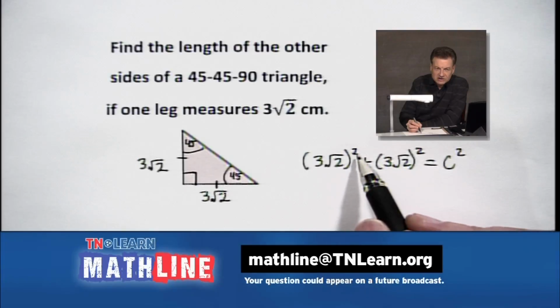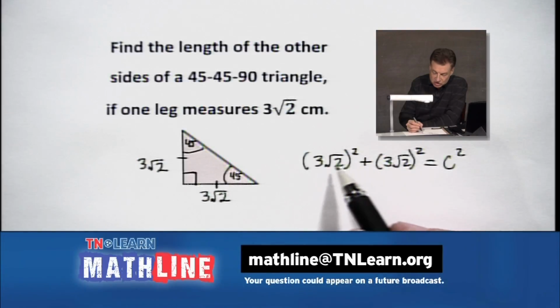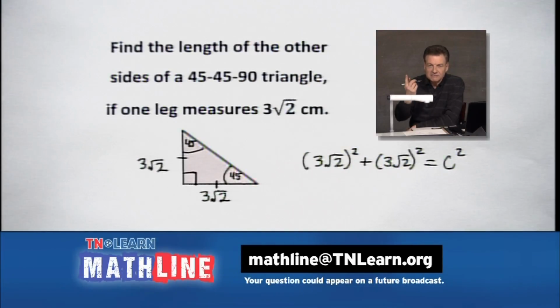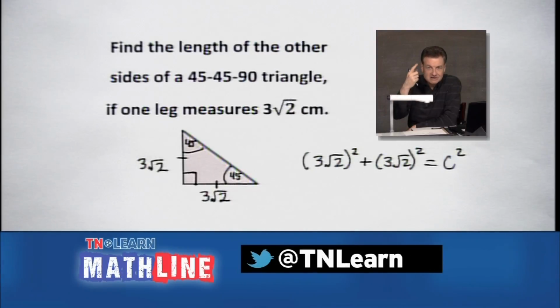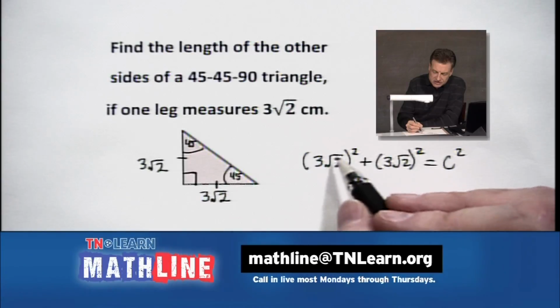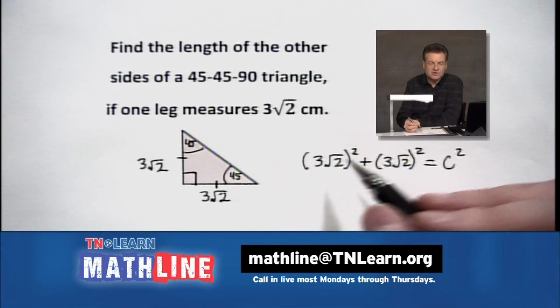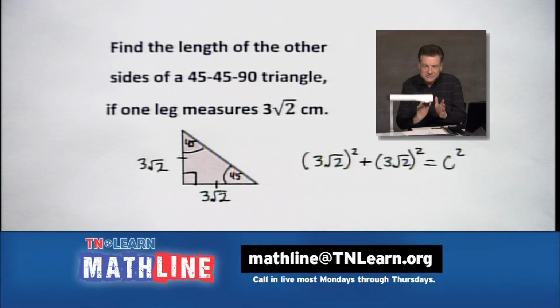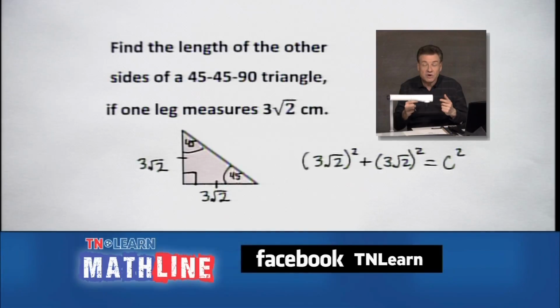Everything inside this radical needs to be squared. So when I do that, I say 3 times 3, I get 9. Of course, it's easy, isn't it? But what about the square root of 2 times the square root of 2? In other words, we're going to take 3 times 3, 3 times itself, and we're going to take the square root of 2 times the square root of 2. Well, I hope you're thinking you get the square root of 4.